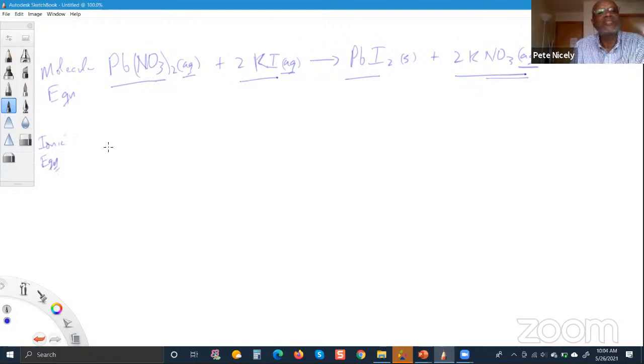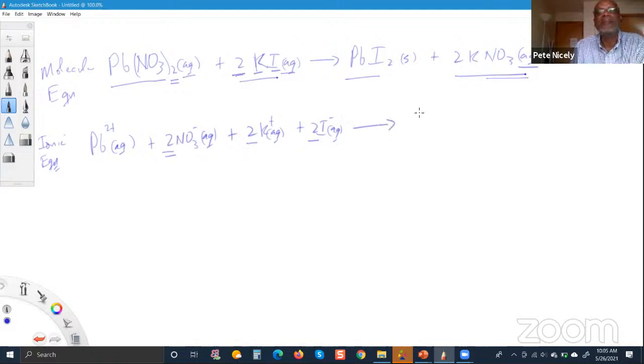the lead 2 nitrate will dissociate to form Pb2+ aqueous plus 2NO3- aqueous. And of course, we have a 2 here because we have 2 here for the nitrate, all right? Plus 2K+ aqueous plus 2I- aqueous, all right? Again, we have a 2 here, so that 2 multiplies the potassium and the iodide. So that's why we have the 2 here and we have the 2 here.